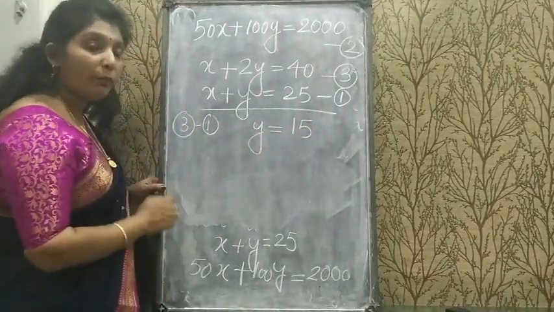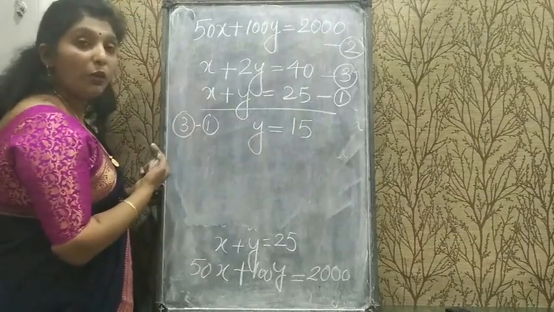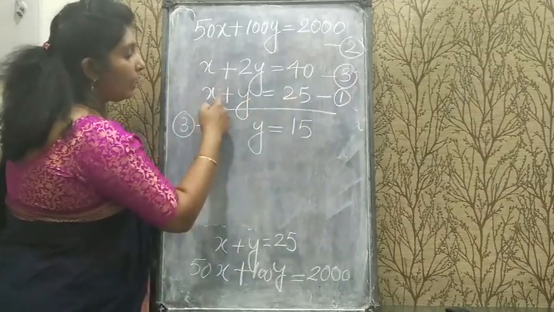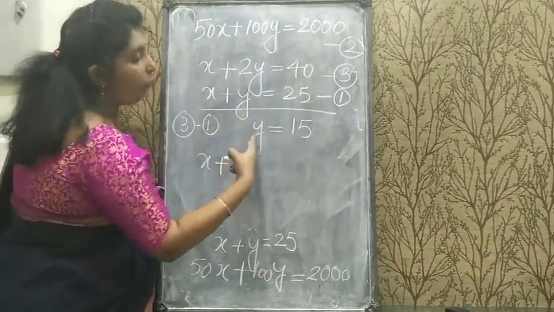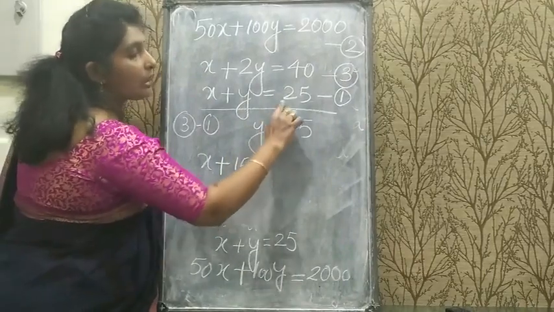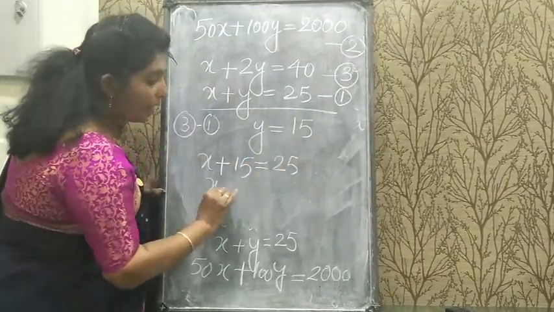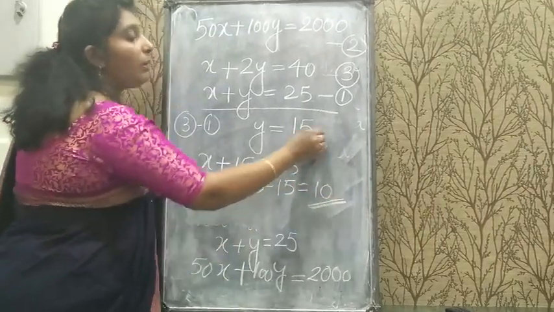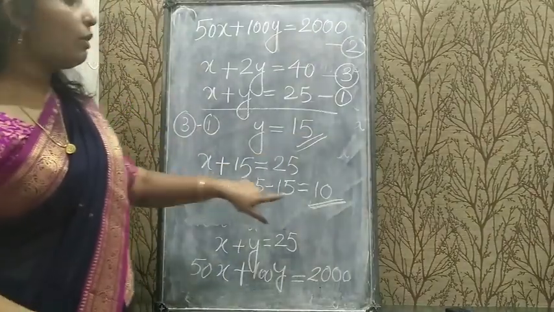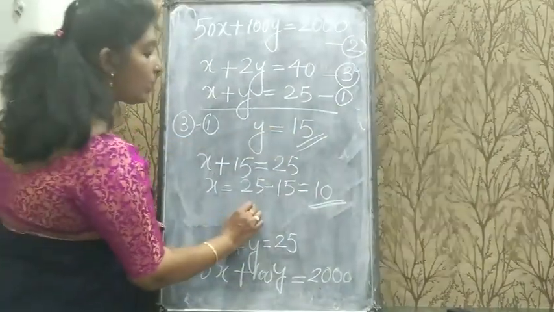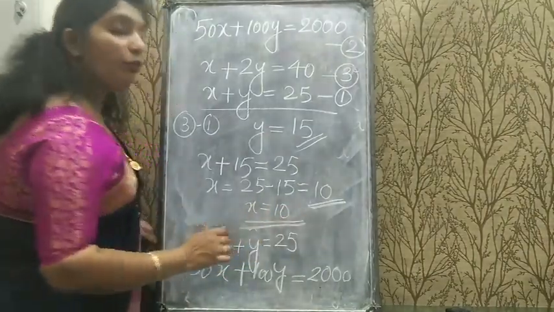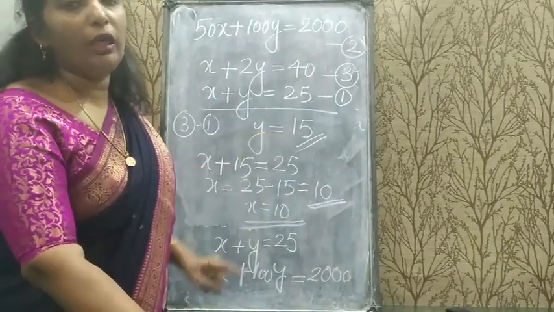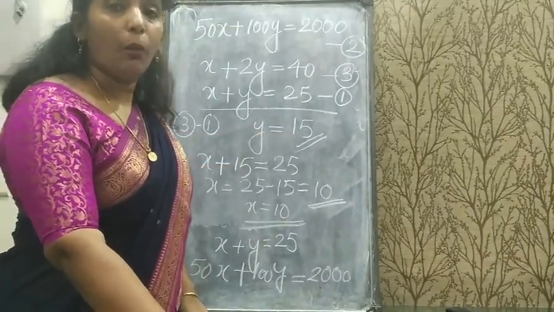You can put this value in any one of the equations. I will put it in the first equation. The first equation was X plus Y is equal to 25. Here I write X as it is, and in place of Y I put 15, that is equal to 25. So X will be 25 minus 15, which is equal to 10. It means x is equal to 10 and y is equal to 15. X is equal to 10 means the number of 50 rupees notes is 10 and the number of 100 rupees notes is 15. I hope it is clear.